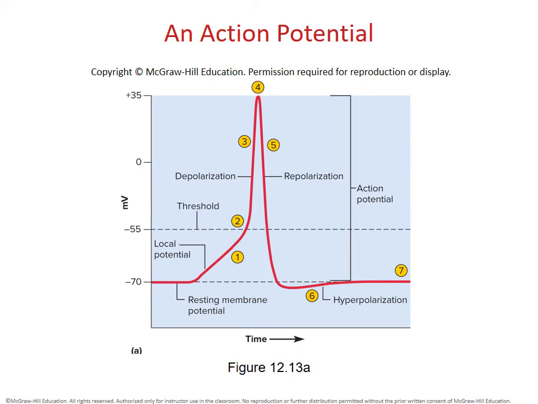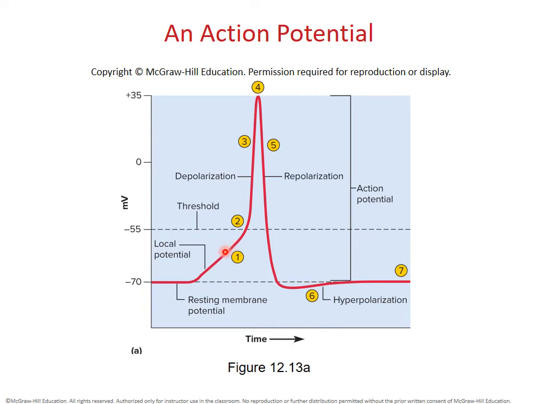So here's a much better drawing than my fairly pathetic drawing from a couple of slides ago. But this is what I was trying to show. So again, just to summarize, we start at rest. This is a patch of membrane in the trigger zone, in the axon hillock. So it's sitting at rest. In comes a local potential that is spread in from dendrites that have been stimulated by some stimulus.